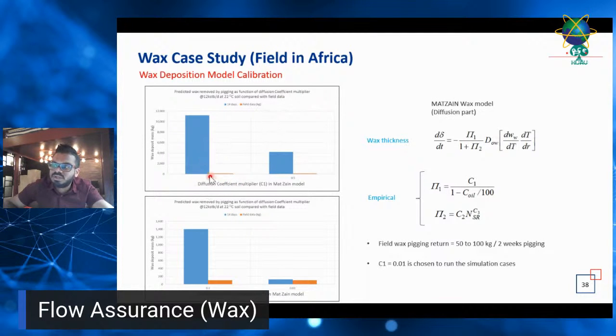Based on a DCM of 1, there's a lot of difference. So we reduced it further to 0.5. And at the end of the day, we used 0.01. That gives a similar prediction with respect to the amount of wax being removed based on field data. This is the amount of wax every 2 weeks.